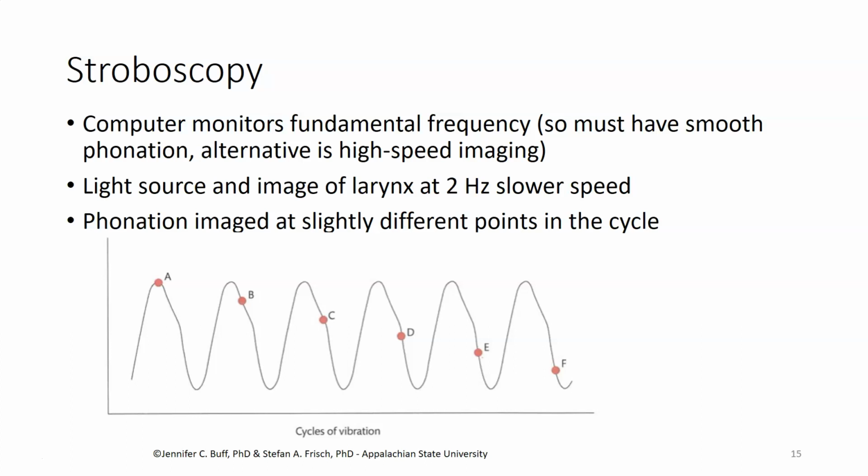By compositing all of these pictures together, we get something that looks kind of like a slow motion video of phonation, even though it's being taken from phonation in real time. The alternative we have for that, and this may be more common as technology gets better and better, is to have a high-speed camera that can image things at a much higher rate. A standard camera uses about 30 frames per second, or an imaging rate of 30 hertz.